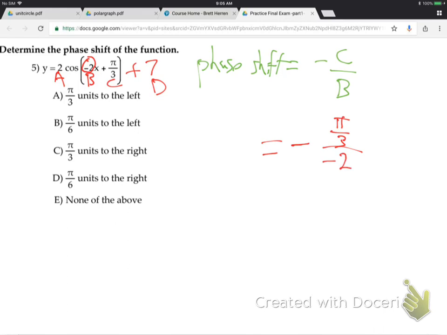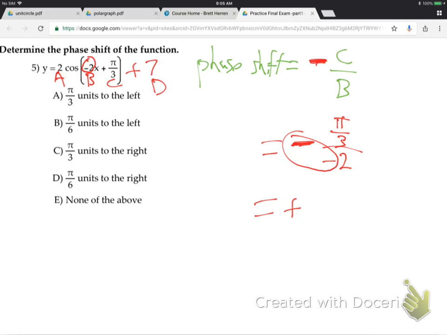Over B, which is minus 2. Everybody see that? So negative C over B. Now, how do you simplify? Well, two negatives, first off. Two negatives, it's going to be positive, isn't it? Doesn't matter where those negatives are in a fraction. Two negatives is positive. And now, what are we going to do with pi over 3 over 2? How do you simplify pi over 3 over 2?